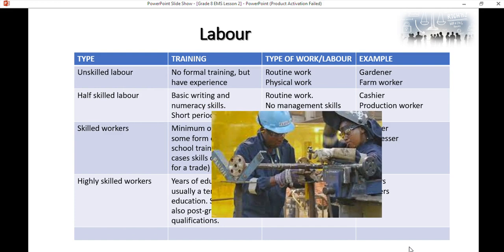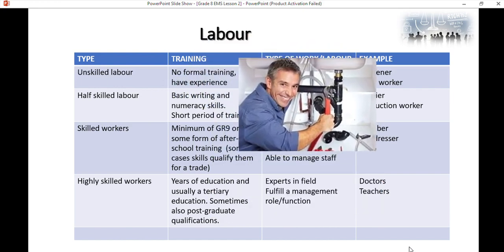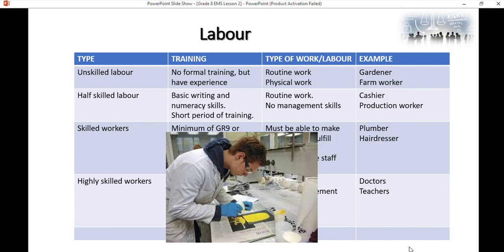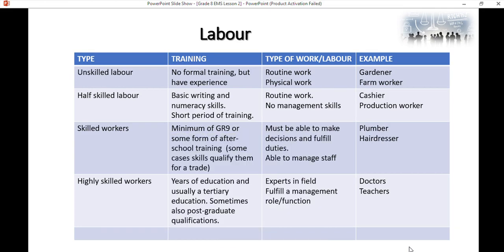Then your skilled workers have a minimum of grade 9, or some sort of training, for example, a trade like electrician, plumber or hairdresser. They must be able to make decisions and manage some staff, because mostly they'll have their own businesses. Then you get your highly skilled workers. They have years of education, normally tertiary education, and sometimes even postgraduate qualifications. They are experts in their fields and they will fulfill a management role or function. That's like your doctors, teachers, scientists, etc.